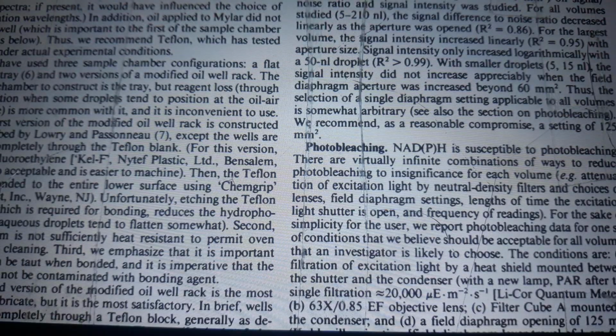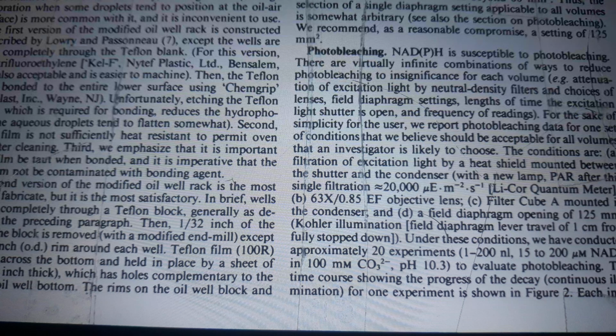The easiest chamber to construct is the tray, but reagent loss through evaporation is more common with it, as some droplets tend to position at the oil interface, and it is inconvenient to use. The first version of the modified oil well rack is constructed as described by Lowry and Passonneau, except the wells are drilled completely through the Teflon blank. For this version, chlorotrifluoroethylene, Kel-F, a native plastic, is also acceptable and is easier to machine. Then the Teflon film is bonded to the entire lower surface using Chem-Grip.